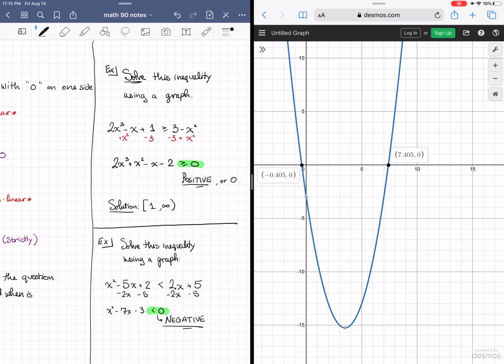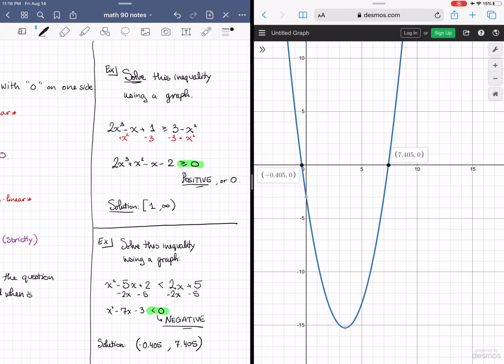So we're going to go ahead and say that the solution in this case is all the real numbers between negative 0.405 and 7.405. Now remember, this is an interval, and our inequality was strict, so being equal to 0 is not acceptable to satisfy this inequality, and to indicate that we're compliant with that, we're going to use parentheses to show that the endpoints are not included.